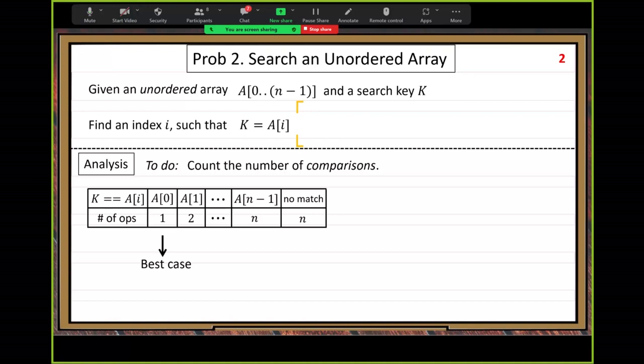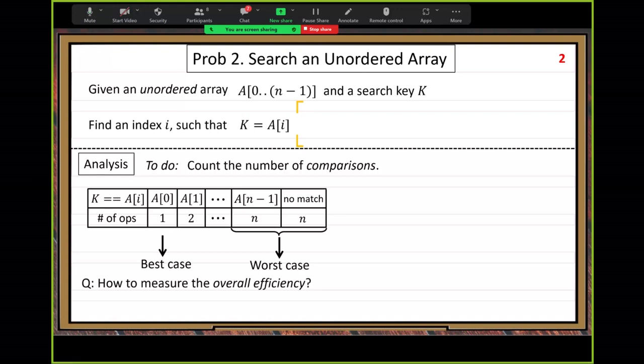Then the last two cases, because they need to use n comparisons. That's the largest number of comparisons. So we call it the worst case. The more comparisons you use, the worse the efficiency you have. So we call it the worst case. The best case and the worst case, these two concepts.